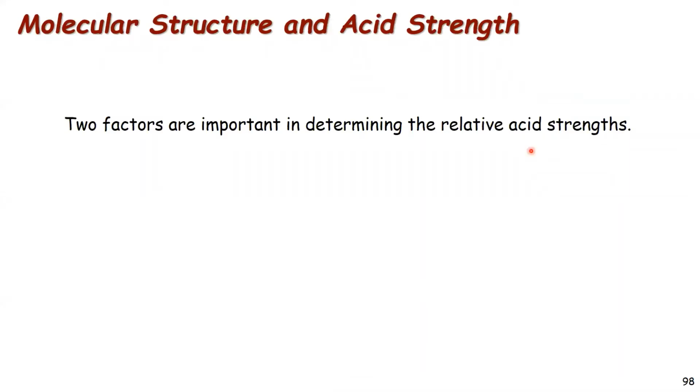Now, let's get into the molecular reasons why one acid is stronger than another acid. Bond polarity is going to be one of the factors, and bond strength is going to be the other factor. In both cases, it's going to allow the H plus ion to dissociate from the molecule more easily.